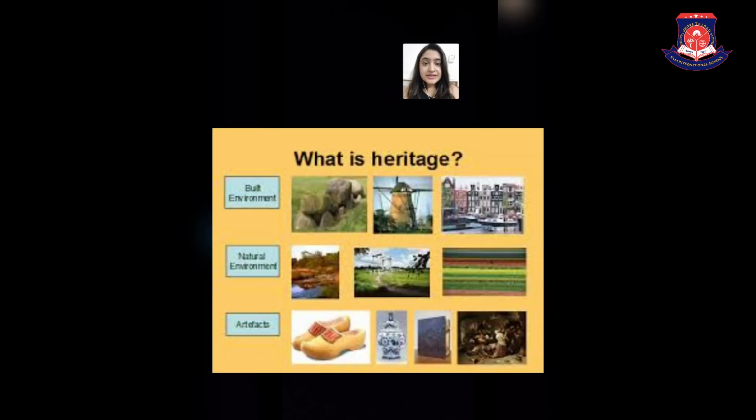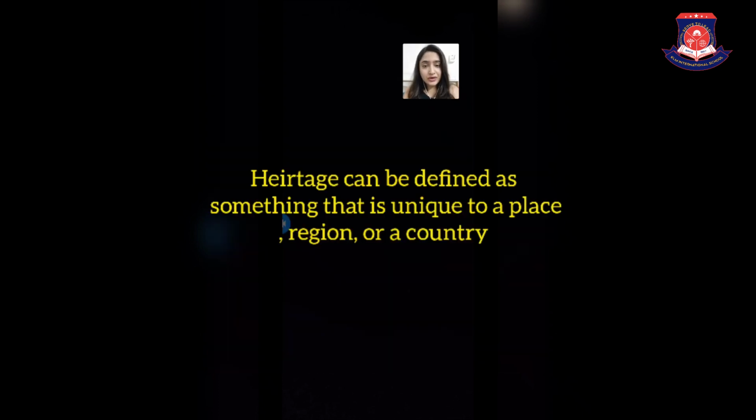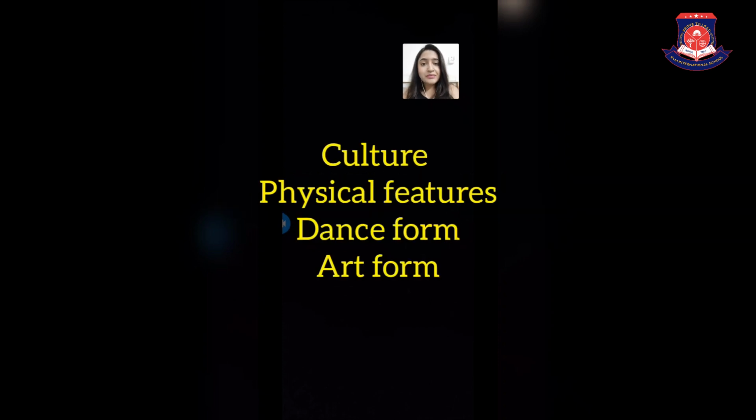So students, let's first understand the meaning of heritage. Heritage can be defined as something that is unique to a particular area, region or a country. So in simple language, we can say heritage is something that is unique about a place. It can be the culture of that place, it can be the physical features of that place, it can be the dance form, art form, anything. So if anything is unique in some place, that is the heritage of that place.